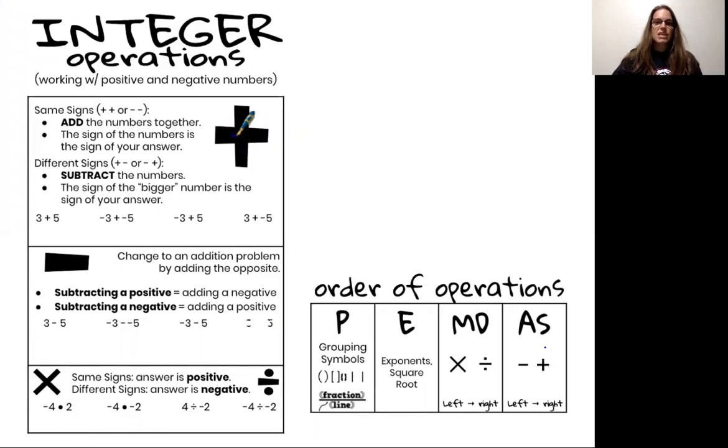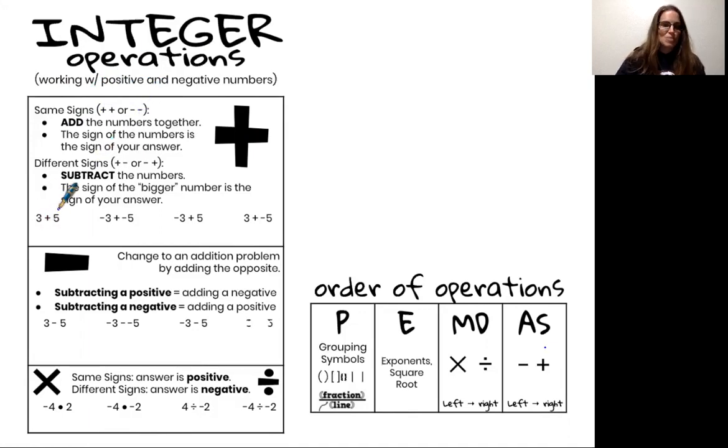So when we're adding together two numbers, we need to look at their signs. If both numbers are positive or both numbers are negative, meaning they have the same sign, then we're going to add the numbers together and then determine the sign of our answer by the original sign of those original numbers. So adding two positives, our answer is positive. Adding two negatives, our answer is negative.